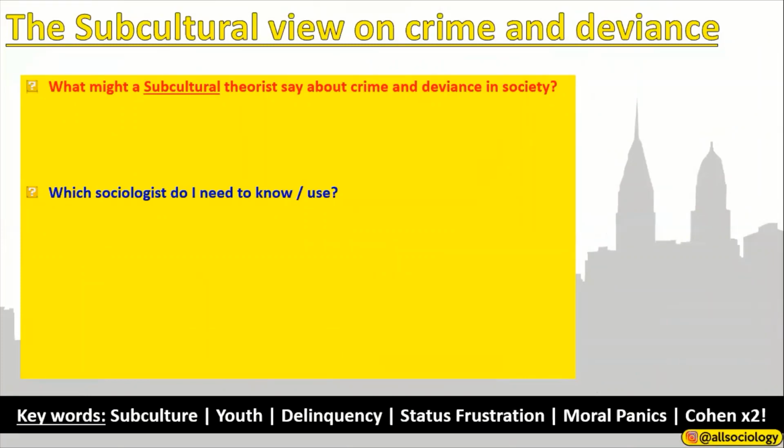Now, subcultural theory, you won't really come across it in many other topics other than crime and deviance, but when you do come across crime and deviance, it's worth using because it's one of those theories that's applicable in so many different ways. So what might a subcultural theorist have to say about crime and deviance in society?